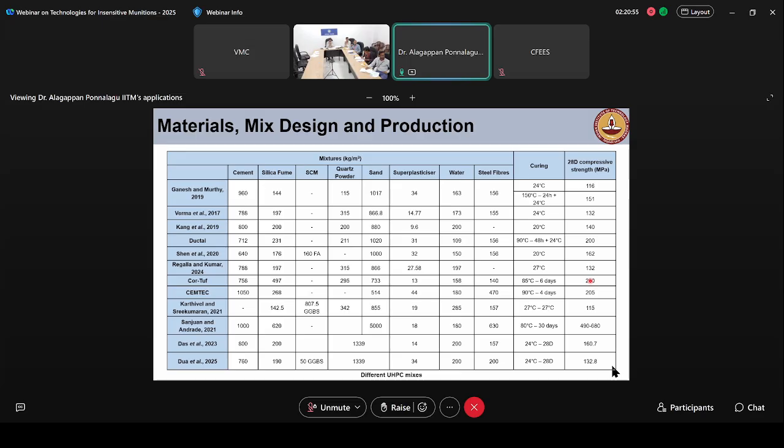So likewise, if you see in literature also, the common average of compressive strength is typically around 100 to 150. In one or two cases you can see that it has gone up to 680 and above 200. So this is just to give you an overall idea of the current state of the art when it comes to literature. But as we discussed, it is about the final implementation or final application of it.